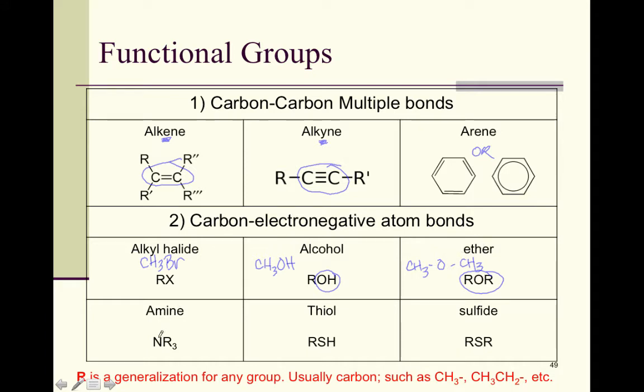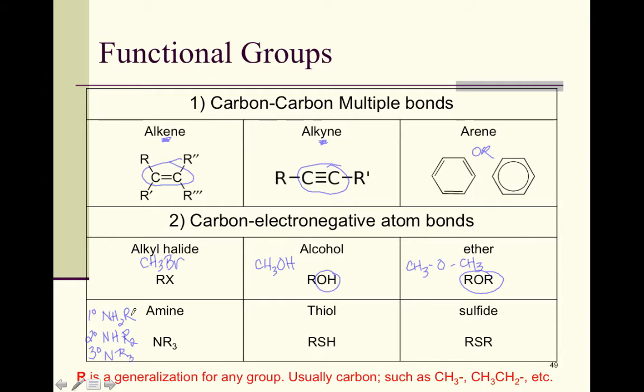An amine is when we have nitrogen and we have 3 R groups. Here's something that's interesting about the R groups. Remember I said it can be a carbon or a hydrogen? Well, if we have what's called a primary amine, that means I have nitrogen with 2 hydrogens and 1 R group. If I have what's called a secondary amine, I have nitrogen with 1 hydrogen and 2 R groups. If I have what's called a tertiary amine, I have nitrogen with no hydrogens and how many R groups?